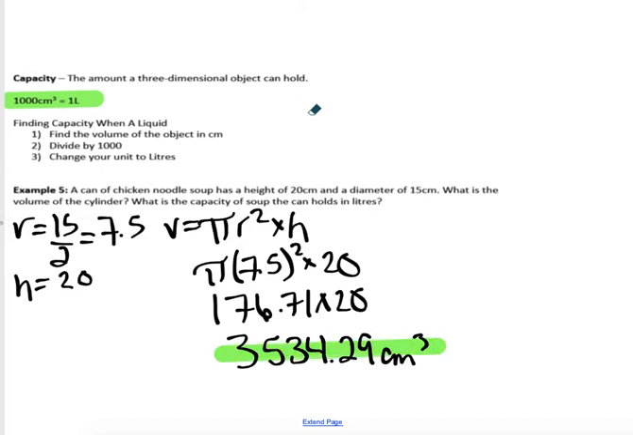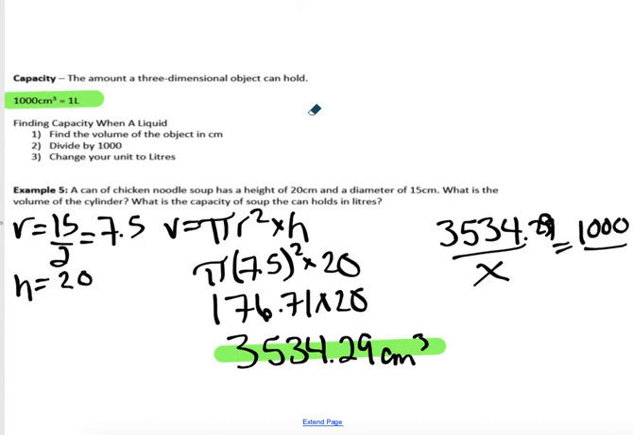I also want to find my capacity. So for my capacity, I can cross multiply and divide, or I can just straight up divide. If you have centimeters cubed, you can just divide by 1,000. I'll show you the cross multiplication way just so you know how it works. So essentially we're taking 3,534.29 over x and setting it equal to 1,000 over 1 liter. So my centimeters are both in the top, my liters are both in the bottom. Your capacity is always measured in liters. You can change it after the fact, but it will always be measured in liters.